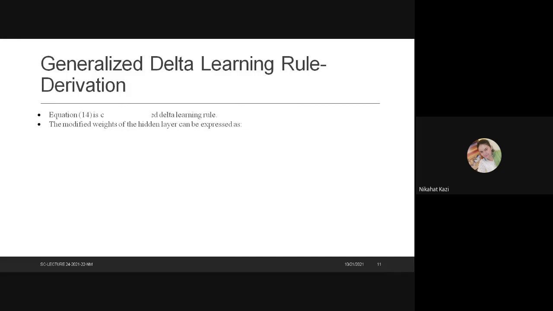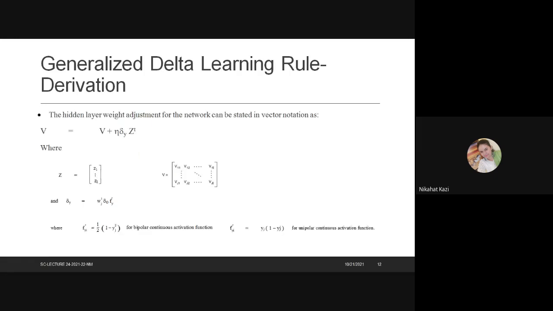Now this equation that we just saw for delta vji is called the generalized delta learning rule, which is used to update the weights of the hidden layer. Any hidden layer that you have, you make use of this weight update equation. Using this weight update, the new weights vji dash will be the old weights vji plus delta vji. We substitute in this equation and you get this expression. So this is the expression for the generalized delta learning rule for updating weights of the hidden layer.